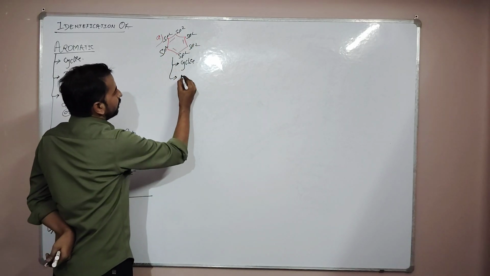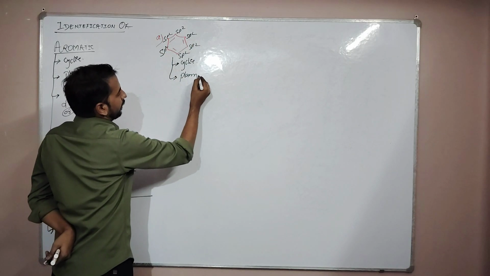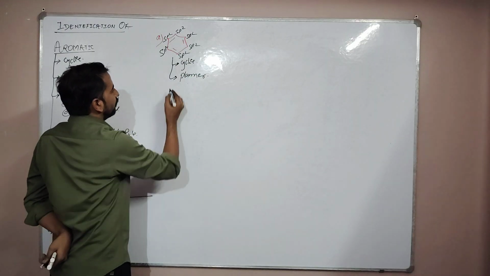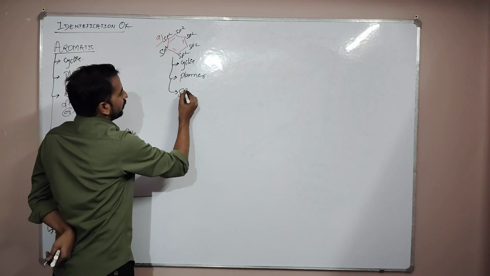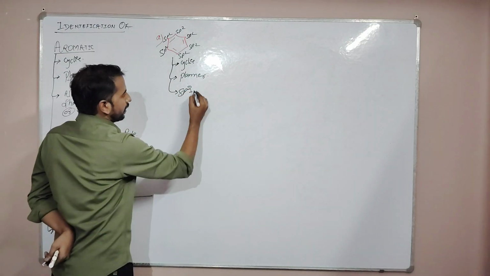Okay, it means it has planarity. It is a planar compound. All carbons are sp2 hybridized.